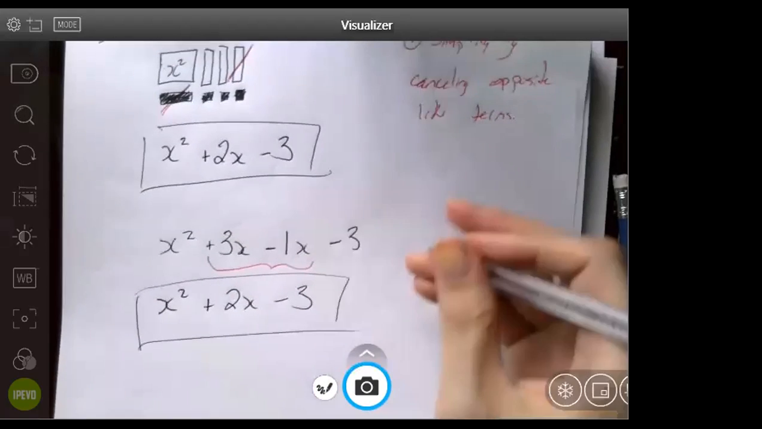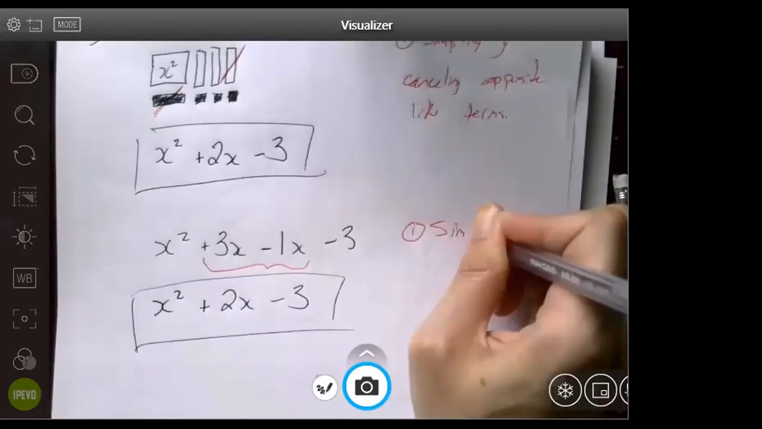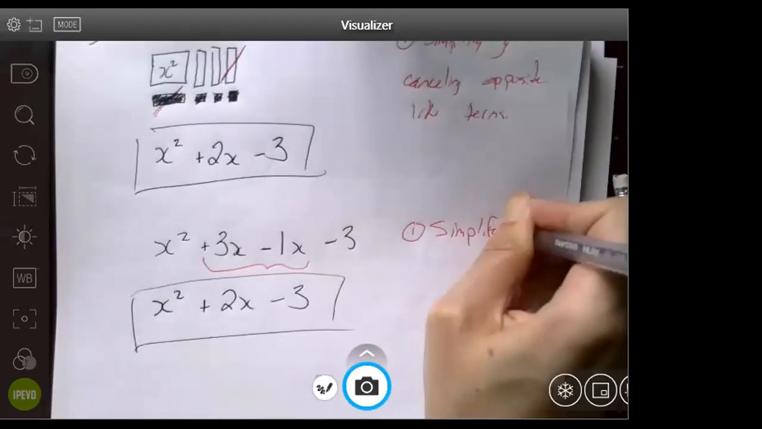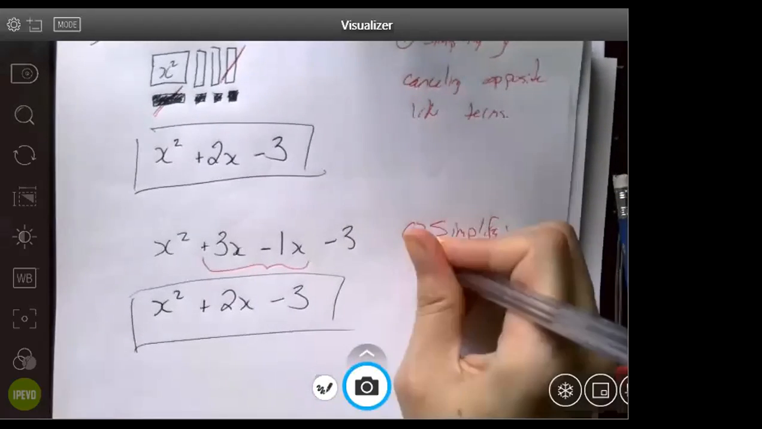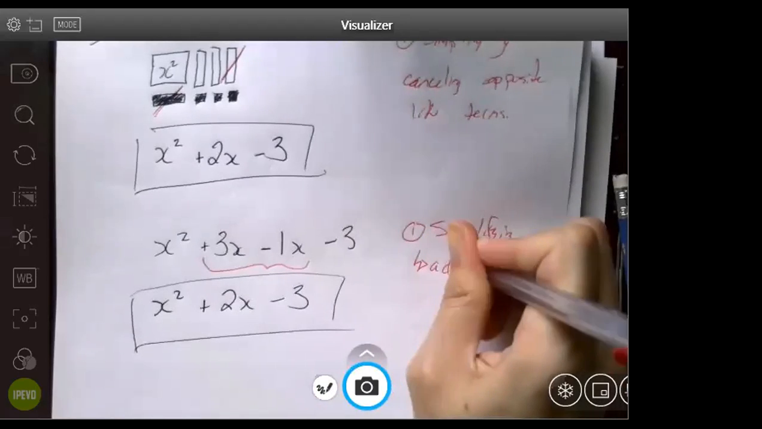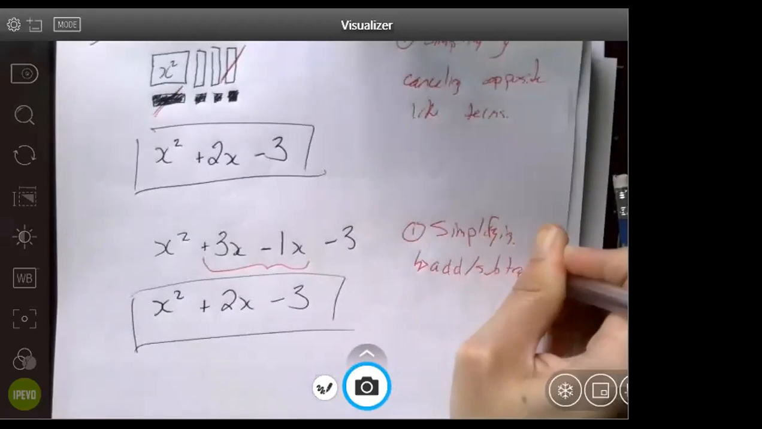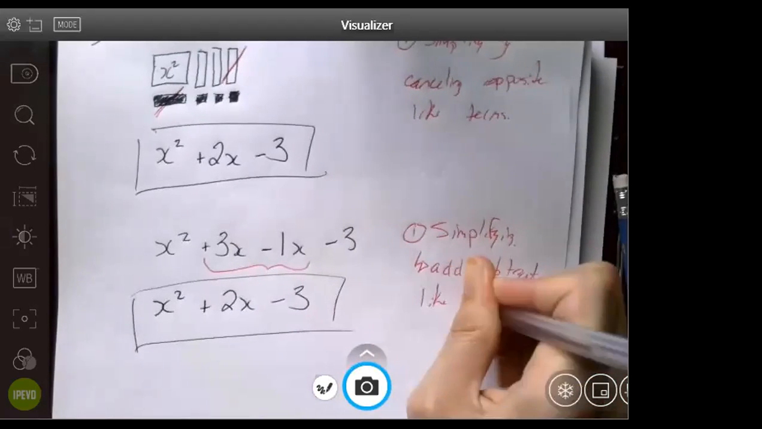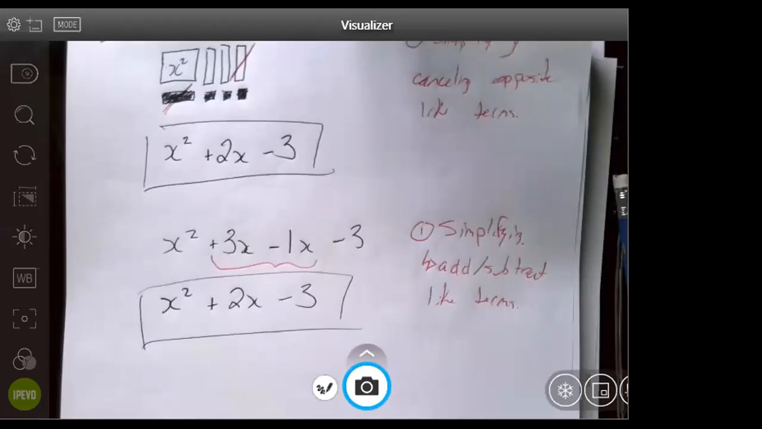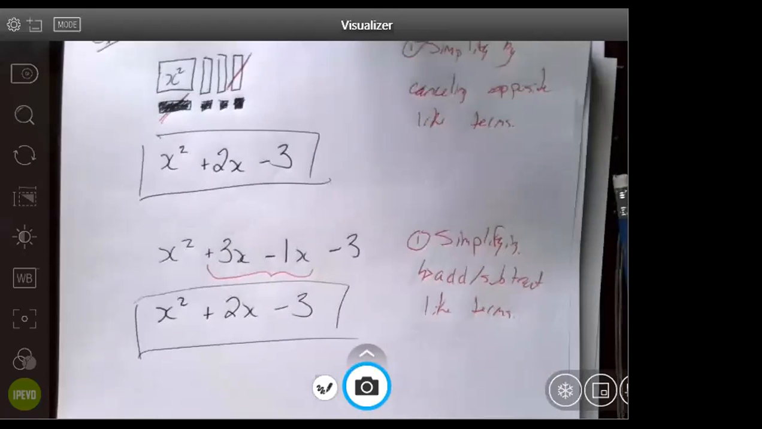In that case, you're still starting by simplifying, and you just do that by either adding or subtracting your like terms. And we'll talk more about gathering like terms and simplifying them in the next lesson. Okay, so that's all for today.